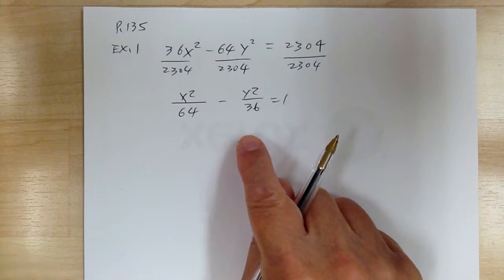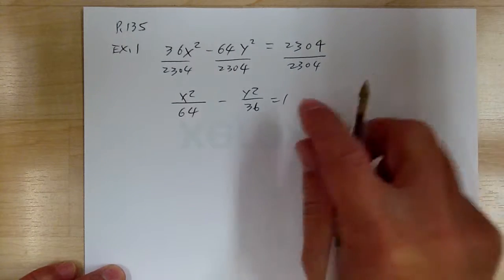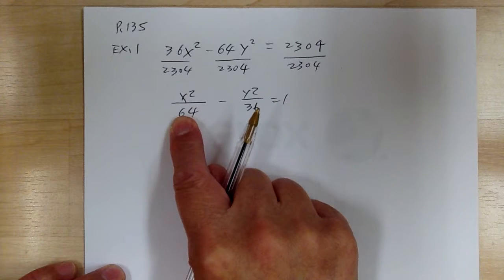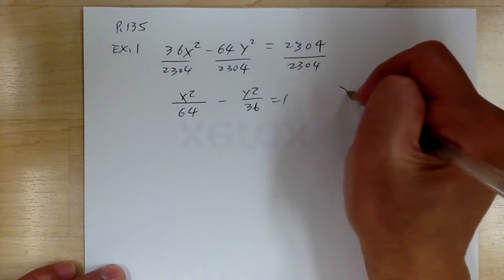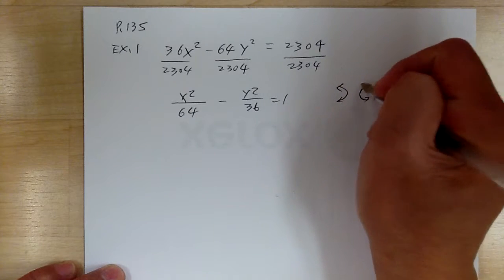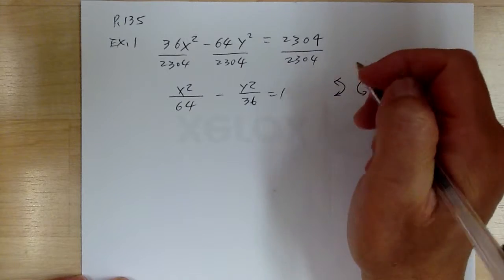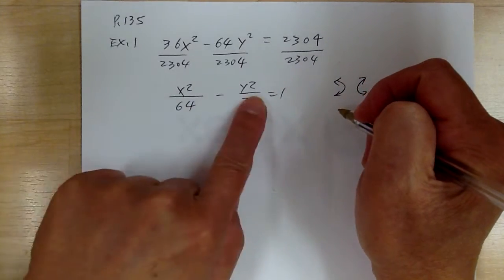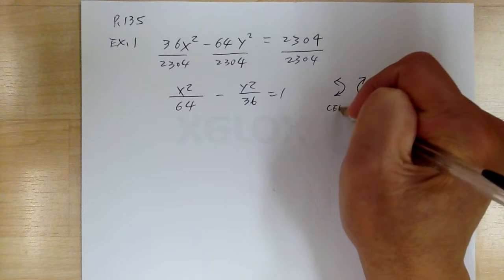So from here, before you sketch, let's get all the information first. Okay? So the x term is positive, so this is going to go in the x direction, which means your graph is going to go this way. So you can first determine your direction. Next, you need to get your center. Since there are no parentheses, your center is going to be 0, 0.